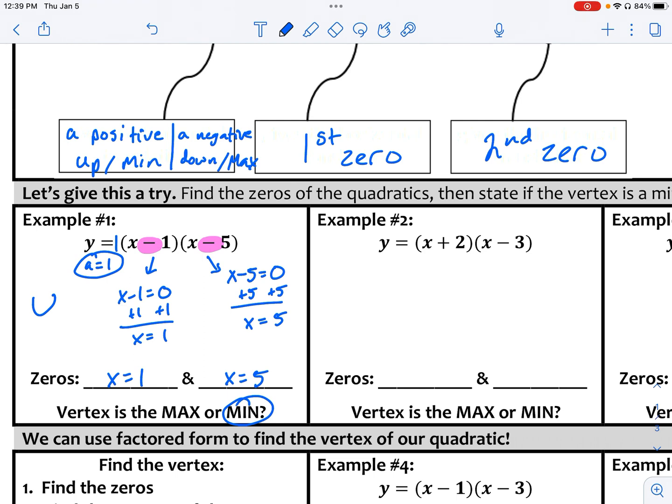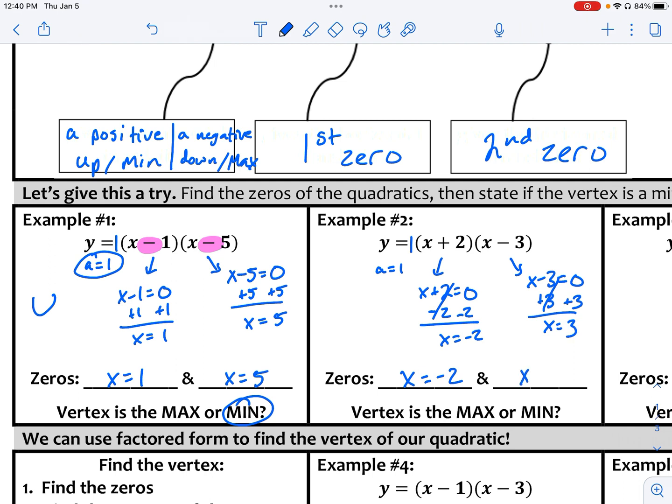All right, next one. We've got the invisible 1 in the front, so a equals 1. I'm going to set these equal to 0, and then solve each of them for x. So here I'm going to minus 2. So x equals negative 2. So my first zero is that x equals negative 2. Second one, we will add 3. So x equals 3. Then a is positive. So positive again, it's going to have a minimum because it's opening up.